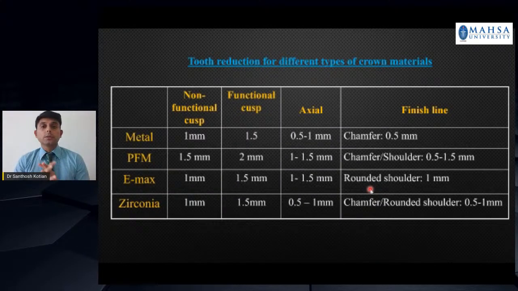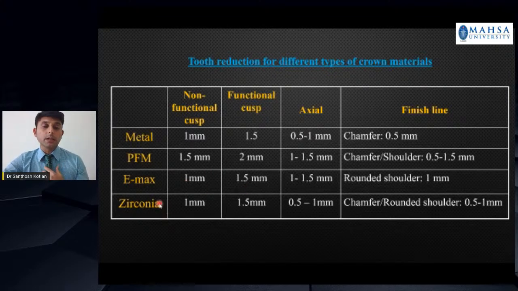This is a summary of tooth reduction for different types of crown materials. If it's a metal, usually the occlusal reduction is about 1 to 1.5. For PFM it is a little more because you have a layer of metal and then a layer of porcelain, so usually a bit higher amount of reduction, 1.5 to 2 mm. Emax is a relatively weaker material, highly aesthetic, so it needs a little bit of thickness, 1 to 1.5.